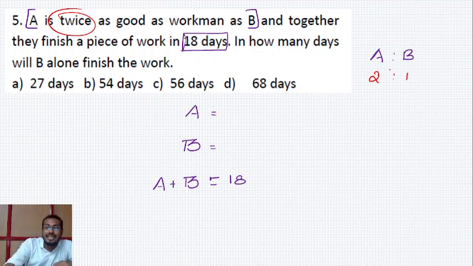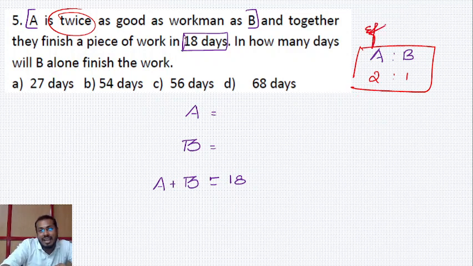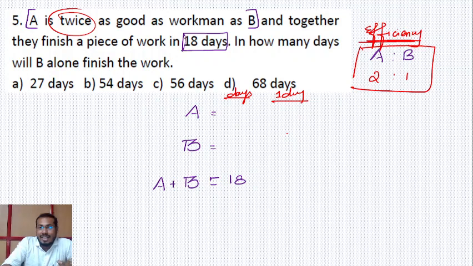So what is this? Is this days or efficiency? This is efficiency, or capacity. This is not days. So there are two things: one is days and another one is one day's work. Here efficiency means their capacity that is given here. So take 2 and 1. They are talking only about their individual capability. So you need to take it here.